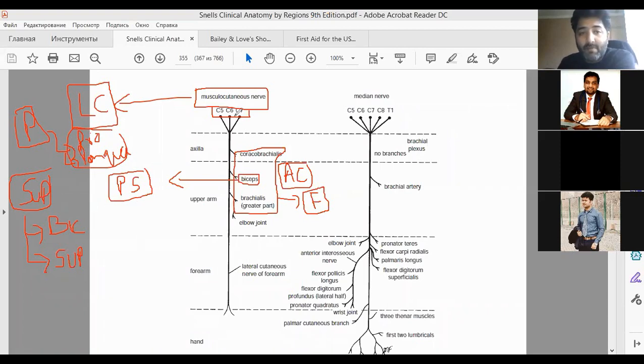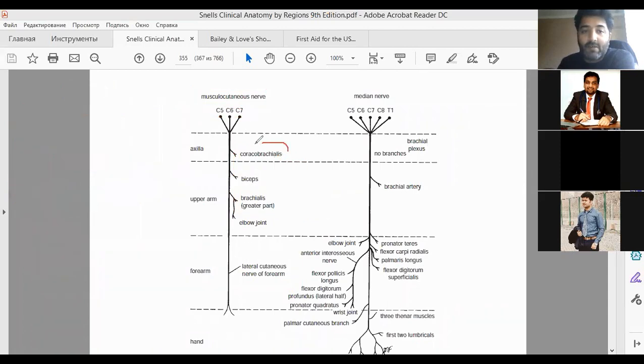But please remember that the musculocutaneous nerve innervates the anterior compartment of the arm region, whose main function is flexion at the elbow joint. That is the main function of the musculocutaneous nerve, which comes out from the lateral cord.